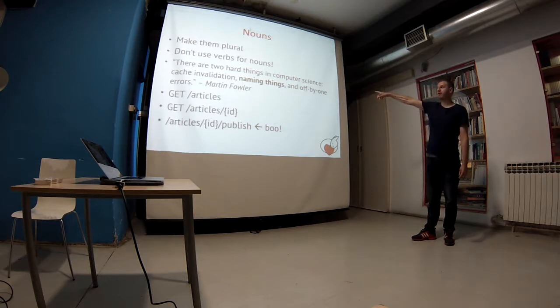And Martin Fowler, I believe, says there are two hard things in computer science: cache invalidation, naming things, and off-by-one errors.